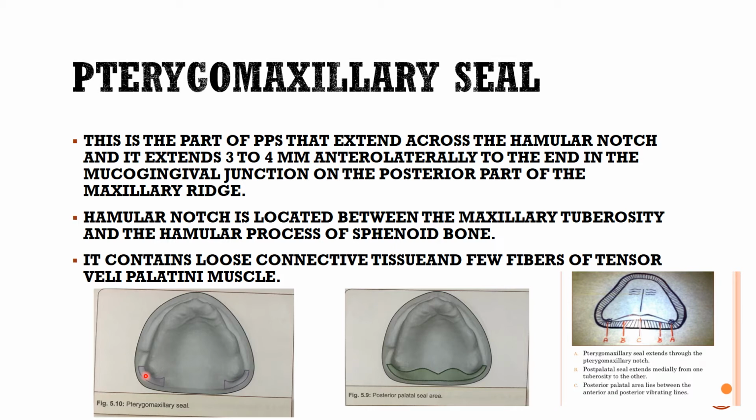So your hamular notch is located between the maxillary tuberosities. It contains your pterygomaxillary seal. It contains loose connective tissue and a few fibers of tensor veli palatini muscles. So this is what exactly it contains. And the position of this membrane changes with the mouth opening. Hence, it should be recorded accurately during impression making.